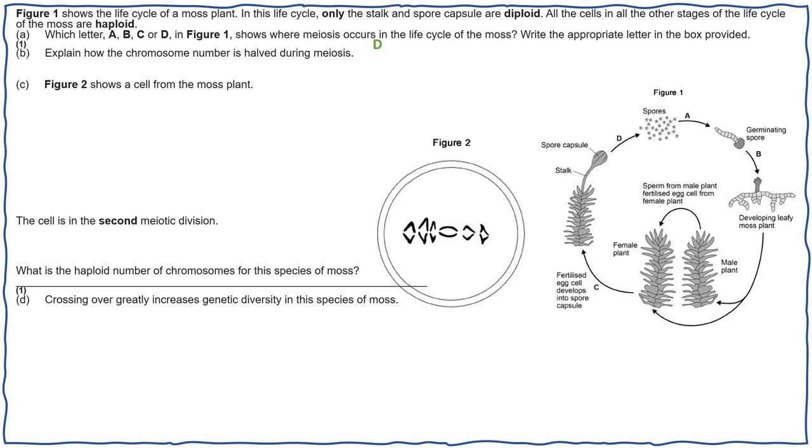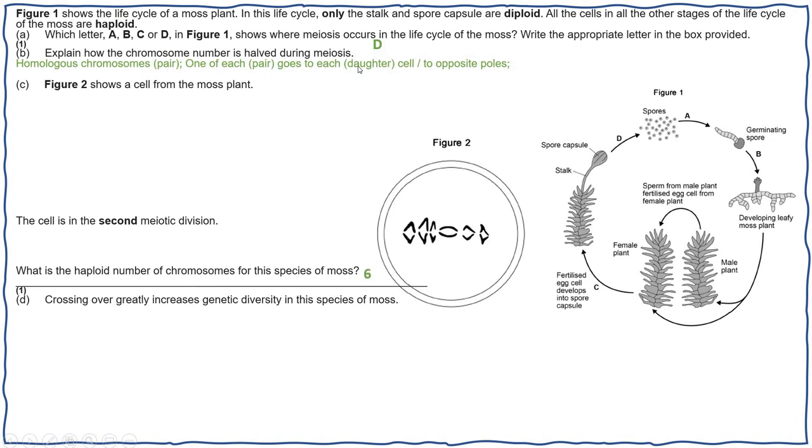Figure 2 shows a cell from the moss plant. The cell is in the second meiotic division. So it's already separated the homologous chromosomes. What is the haploid number of chromosomes for this species of moss? Because it's in stage 2, it's already haploid. So it's 1, 2, 3, 4, 5, 6. Because although it's got chromatids, there's only 6 chromosomes. Yeah, so it's 6.